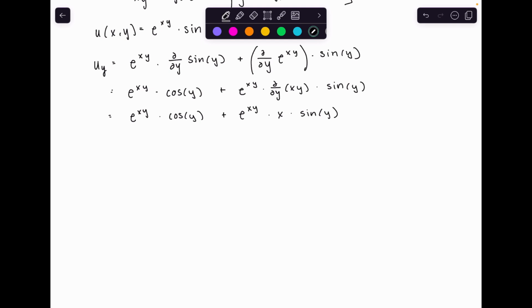So now I need to differentiate this with respect to x and with respect to y. So I'm going to start by taking the derivative with respect to x now. And thankfully, at least for this first piece, just this one is dealing with x. Cosine of y is just going to be a constant. So when I take this partial, we're going to get e to the xy times the derivative with respect to x of that exponent, and then cosine of y.